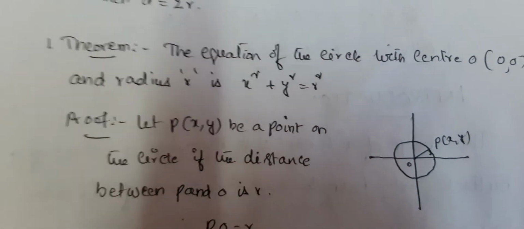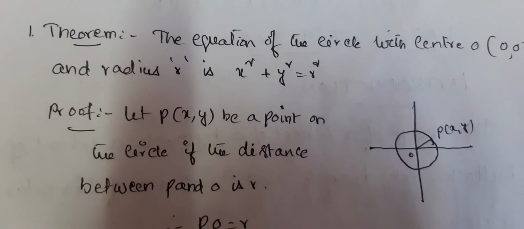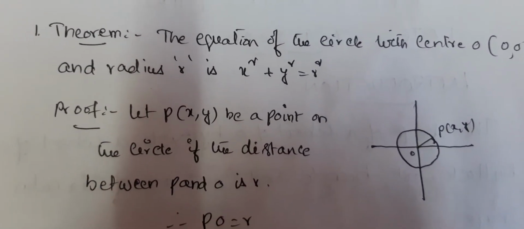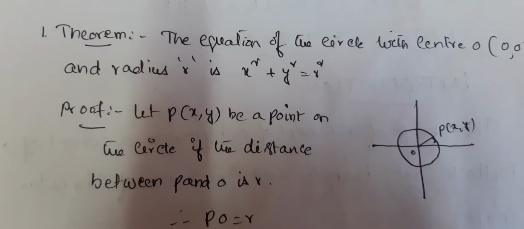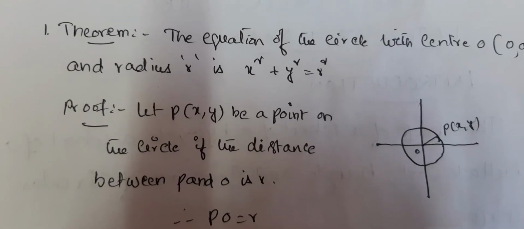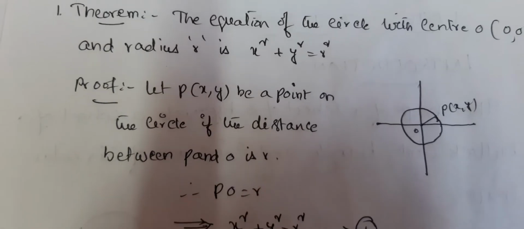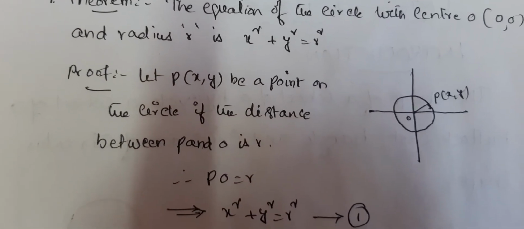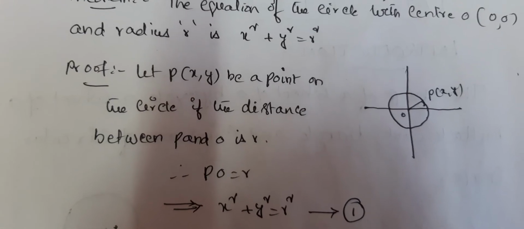Let P(x, y) be any point on the circle, such that the distance between P and O is r. O is the center of the circle, which we call the origin, and P is any point on the circle with coordinates (x, y). Therefore PO is equal to r, the distance between P and O.